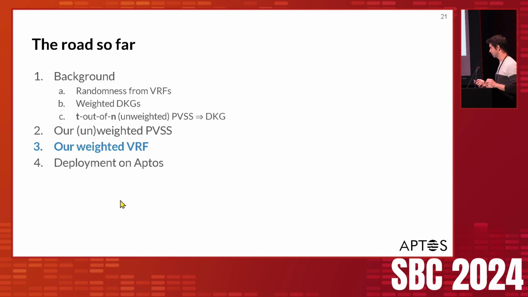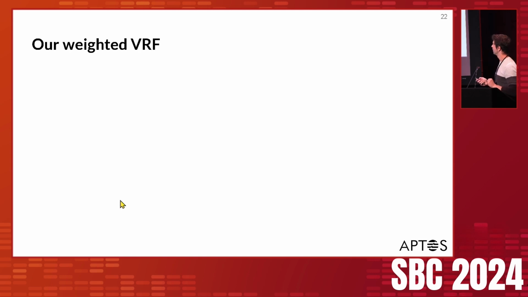How can we get a weighted VRF? Here's our construction for that. So what we actually are going to do is we're going to come up with a protocol that allows the validators to aggregate this final VRF, which looks like this. So this is the secret key from the DKG. And you might notice this is kind of a BLS-like VRF. It's just that instead of exponentiating, we're pairing with the secret key.